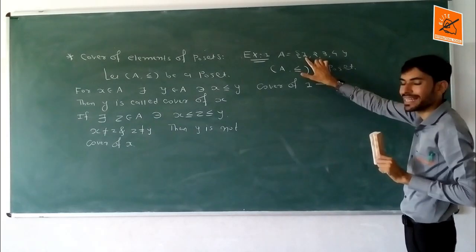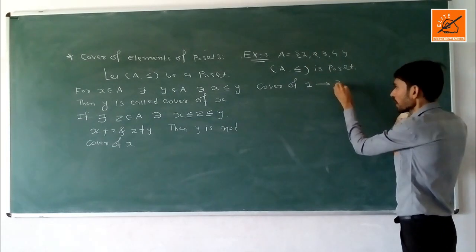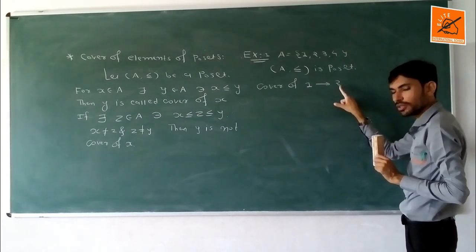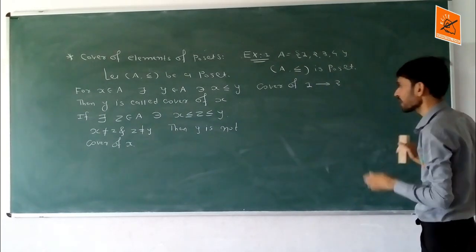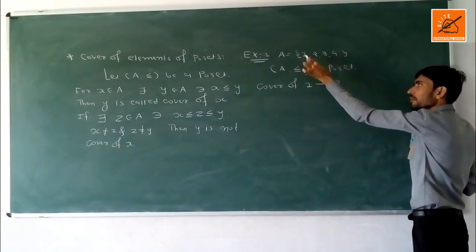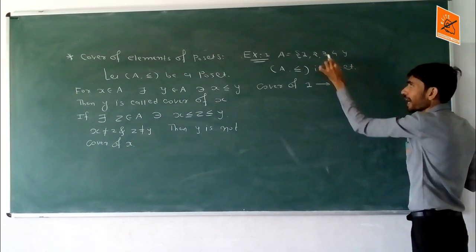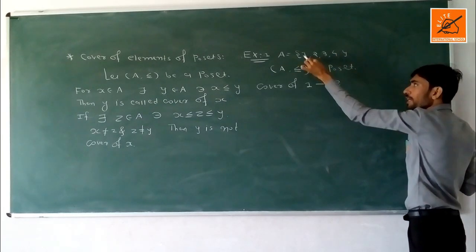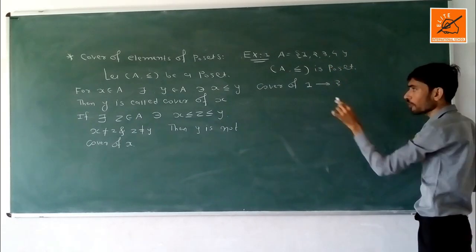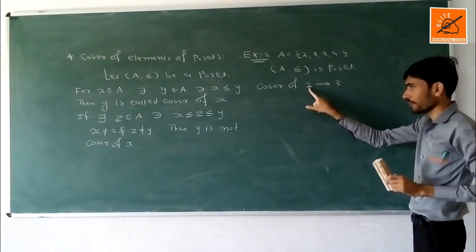So 1 is directly related with 2. 1 is less than or equal to 2, so 2 is the cover of 1. And here we use this notation to denote the cover, read as 2 covers 1. Now see here, 1 is also related with 3 and 4, 1 less than or equal to 3 and 1 less than or equal to 4. But 2 is also less than or equal to 3 and 4. So 1 is related with 3 and 4, but via 2. So 3 and 4 are not covers of 1. So there exists only one cover, 2, of element 1.